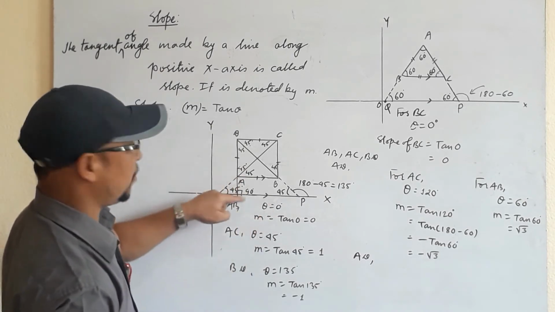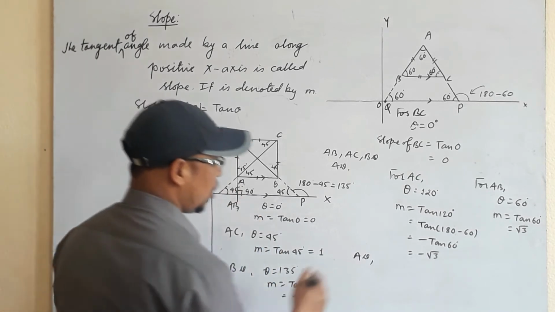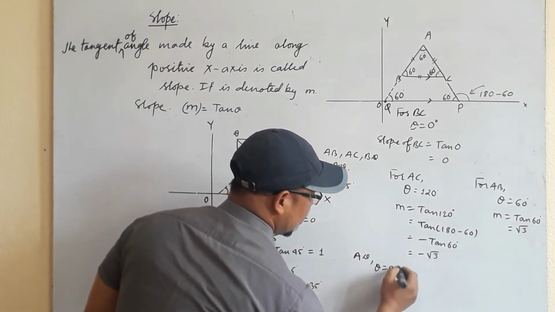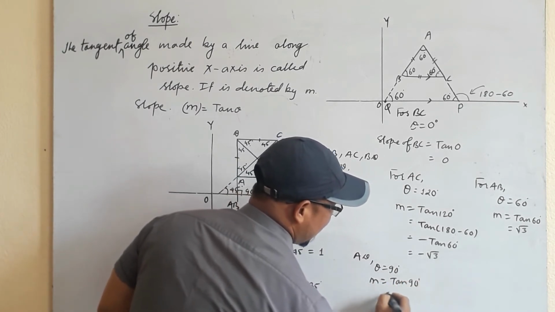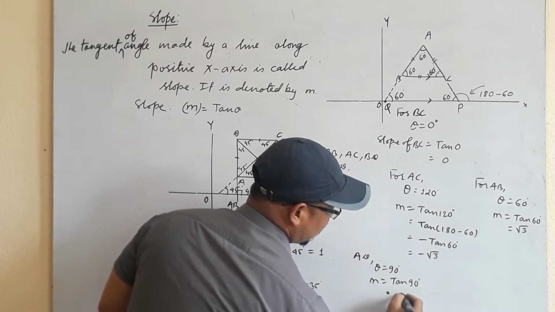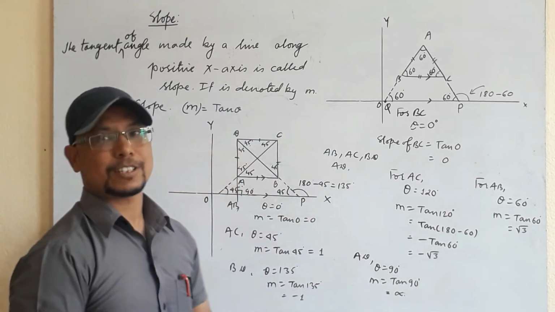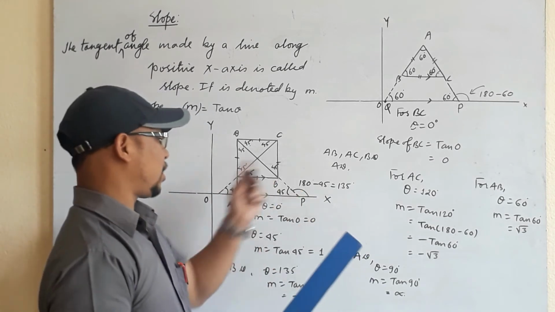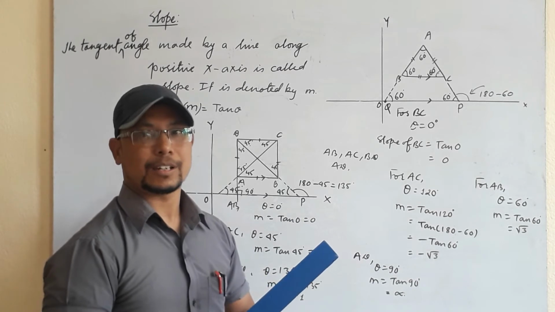Because this 90 means this also 90. Now this AD makes an angle of 90 degrees with the x-axis, so here theta equals 90 degrees. So what is the slope? Slope equals tan 90, and tan 90 means what? Tan 90 value is infinity. This is how you can find the slopes of the given lines.